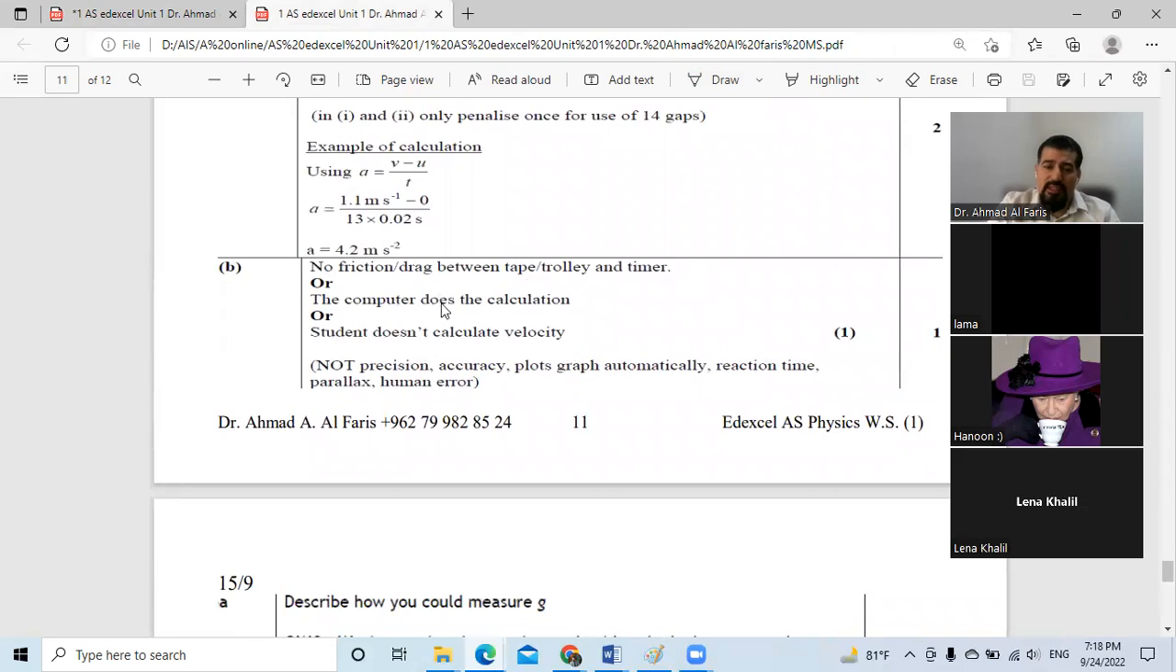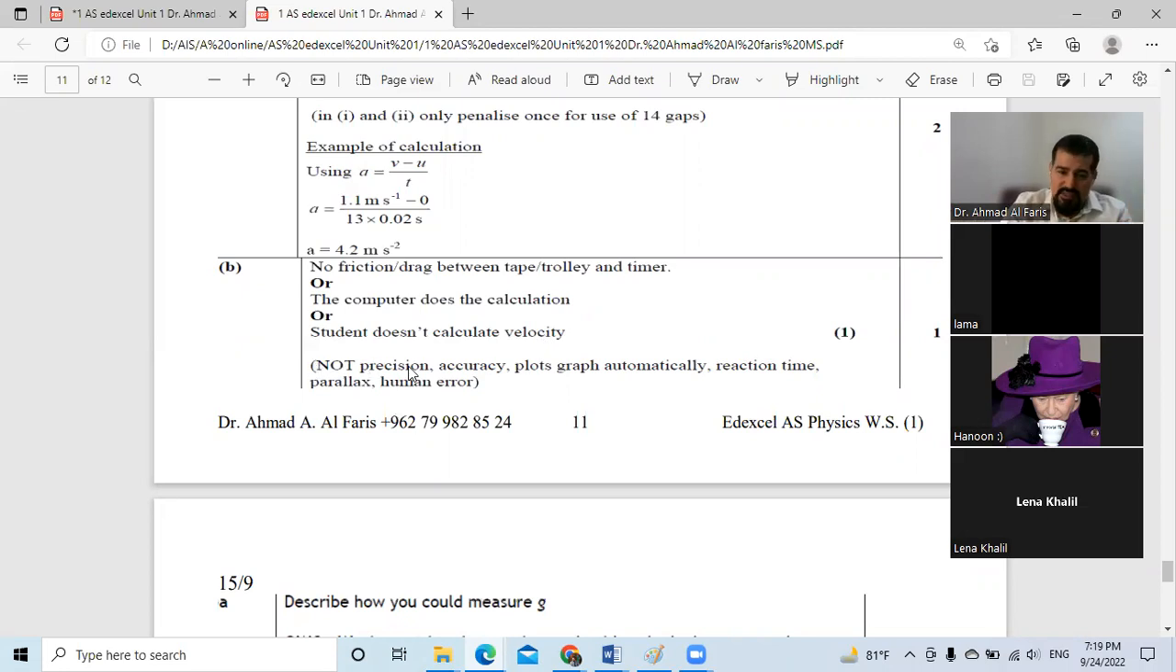Okay, the computer does the calculation. This is the advantage. Or the student doesn't calculate velocity. He didn't make the calculation of the final velocity. He will not do what we did. If the student uses a data logger with a light gate connected to a computer, he will not do anything like this.